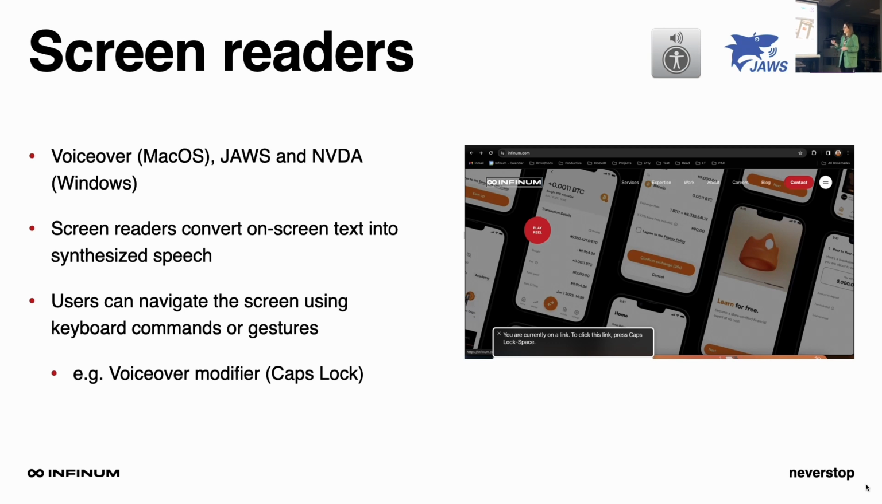And of course, it's good that screen readers always tell you what to do. There are a lot of combinations of a modifier, in my case caps lock, and another button on the keyboard for different kinds of elements. For example, you can jump to all the headings on your page, or all the links, or any other element type.